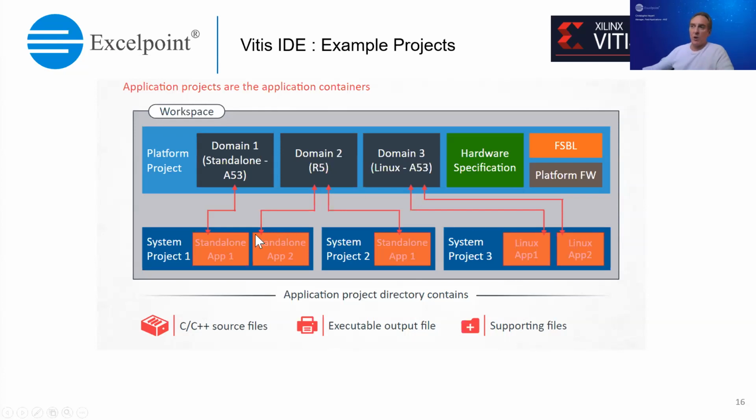Now, note that no 2 standalone applications from the same processors can sit in the same system project, but 2 Linux applications can. So see here, standalone application 1 and standalone application 2 cannot be assigned to domain 1 for that particular reason, because it is standalone and it's kind of like single-threaded OS. So they need to be separated out across 2 system projects. So as you see here, the platform project has 3 domains as well, each targeting a different processor. So we've got a Cortex-A53, first one here, a second one here, and then an R5 processor.